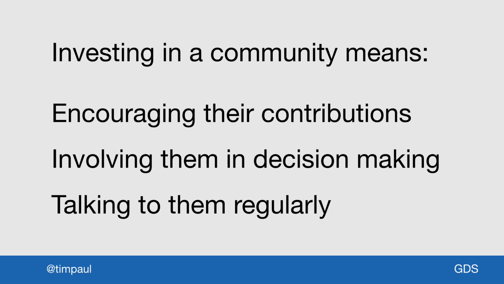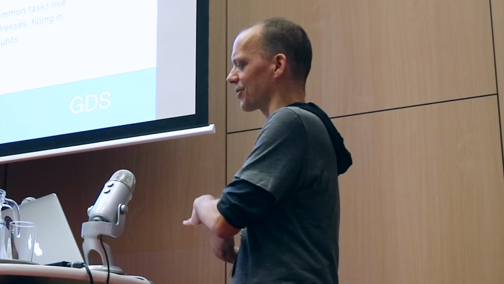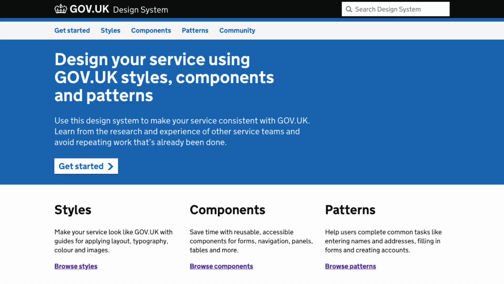So, in summary, what we mean by investing in communities is that we want to encourage people's contributions, we want to involve them in decision making, and we want to talk to them on a regular basis through workshops, research, and so on. The idea is that by doing all of this, and all the stuff that I've mentioned before, we can make a more resilient design system, one that's easier to run, more satisfying to run, and can weather the storms of large organizations. And one that can be sustainably run and maintained by the community when necessary. So that has been our experience of running a design system for about a year and a half now.